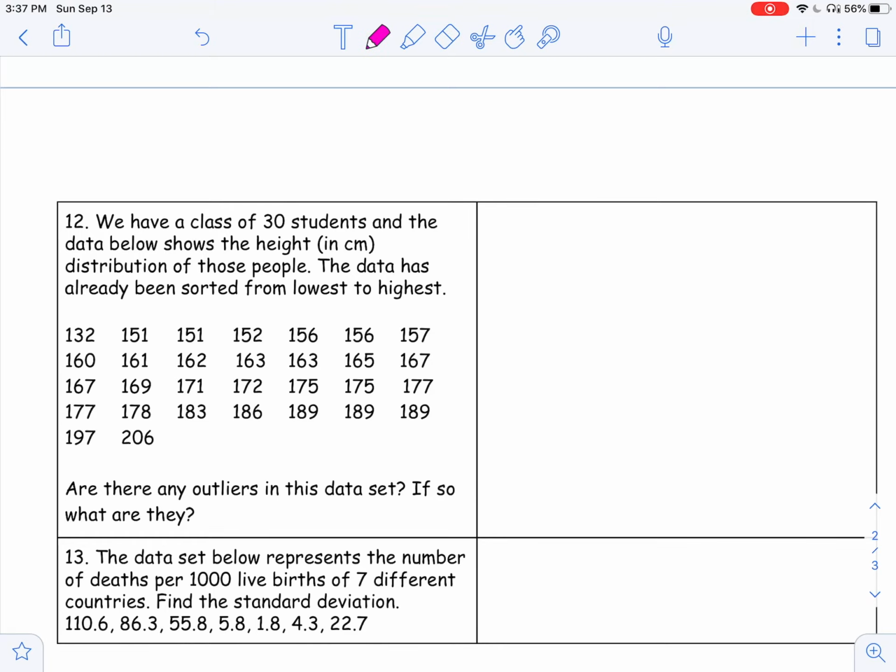So in order to find outliers, we first need to find our IQR, then we need to find our upper fence and our lower fence, and then that will help us find the outliers. In order to find our IQR, we first need to know our IQR formula, which is Q3 minus Q1. So I need to find my Q3 and my Q1 in Desmos.